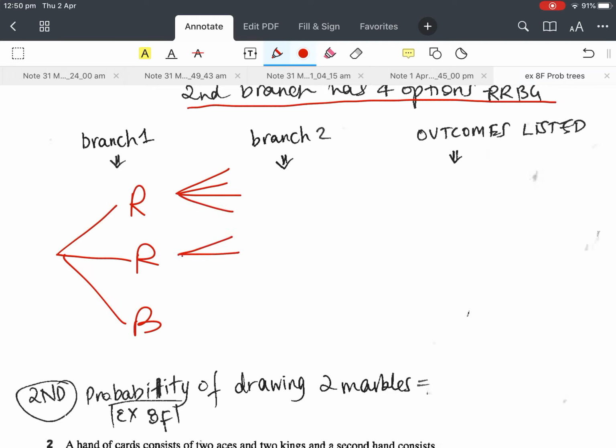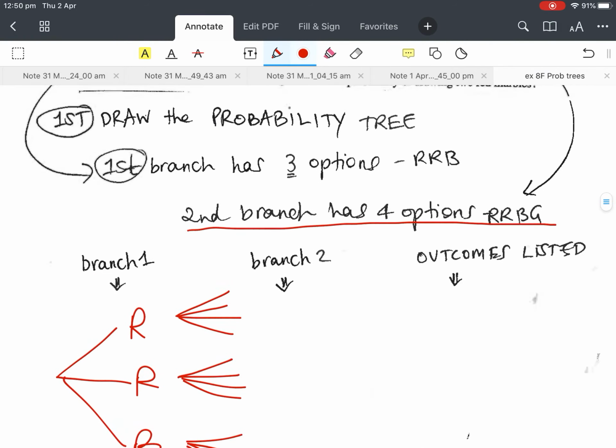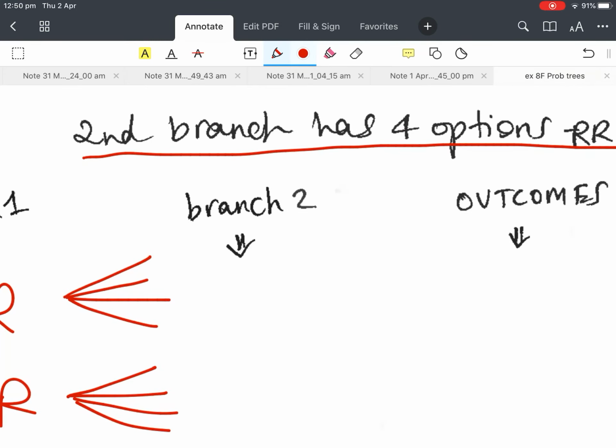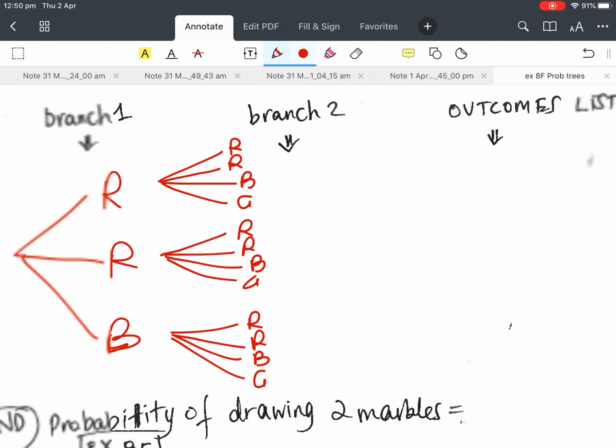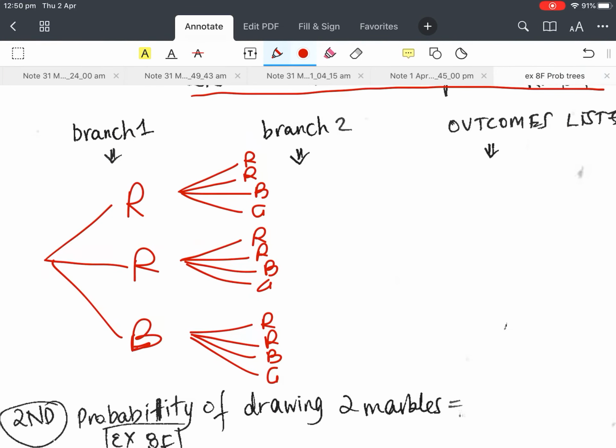Now as you can see, the more branches you write on a probability tree, the more bunched and annoying it can get. So I'm going to show you a different way in a second of how to do this so it's not so annoying. Now those options are R, R, B, G. I'm just going to make this bigger. So I have to write R, R, B, G on all of these. Okay, sorry, I know I squished that a bit.